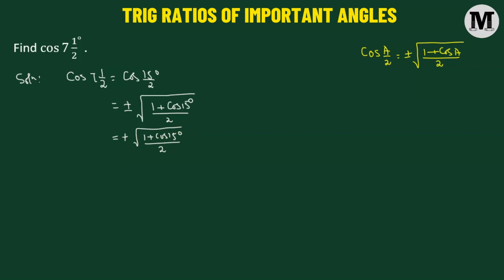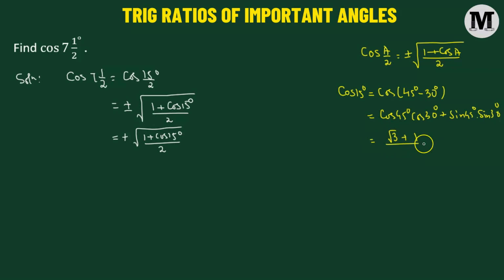Now the next task will be to determine the value of cosine 15 degrees. Cosine 15 degrees can also be expressed as cosine of 45 degrees minus 30 degrees. This is going to be the cosine of a compound angle, and when we expand it, we should get cosine 45 times cosine 30 plus sine 45 multiplied by sine 30. Now we know the standard values of cosine 45, cosine 30 as well as sine 45 and sine 30. So when we substitute all these values, we should get square root of 3 plus 1 divided by 2 times square root of 2. We'll use this value.